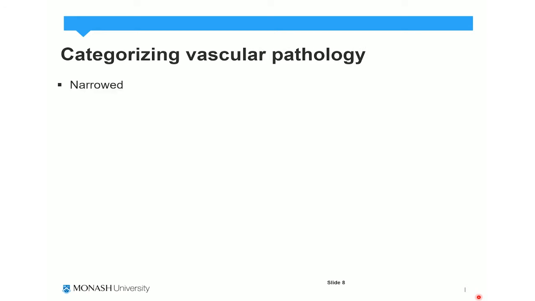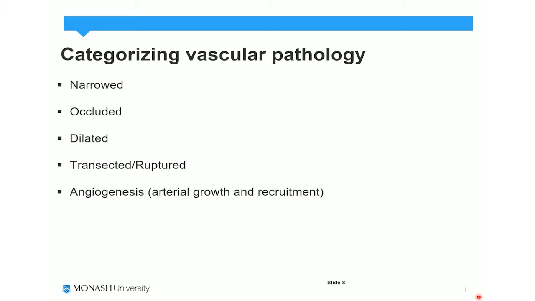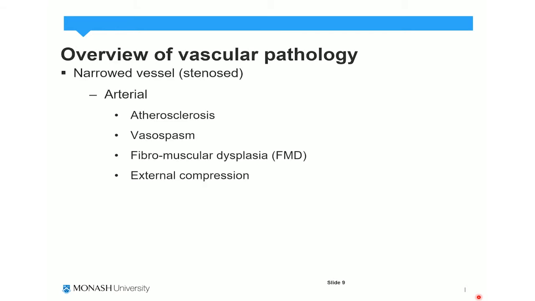When characterizing vascular pathology, we can roughly categorize them into, is a vessel narrowed? Obviously the extension to that is it completely occluded. On the opposite side of that is a vessel more enlarged or dilated than it normally is? Is the vessel transected or ruptured? And angiogenesis is the recruitment of arterial feeders into a neoplasm.